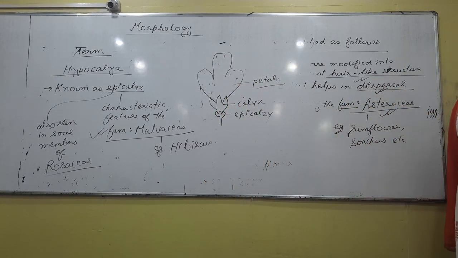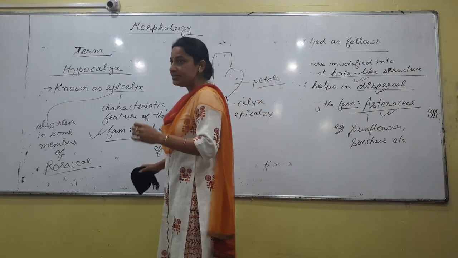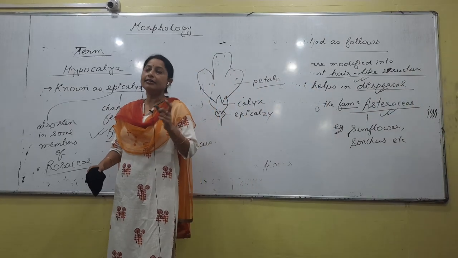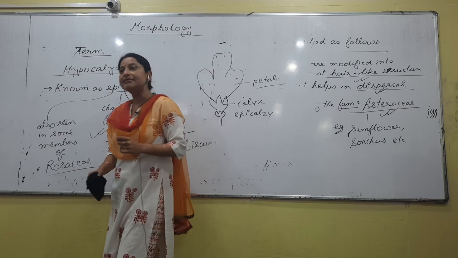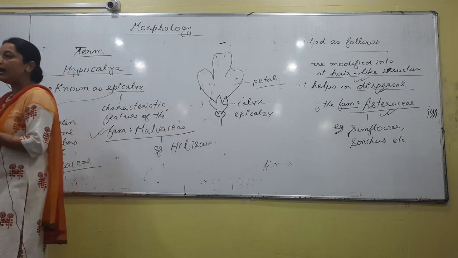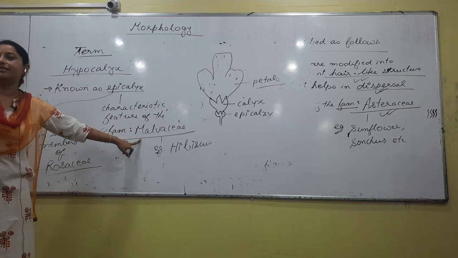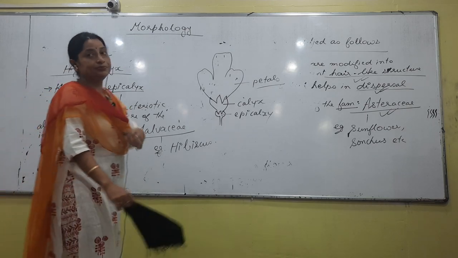So this is all about the first whorl, that is calyx. So what are the points that you will remember? Calyx, or the outermost whorl, right? Polysepalous, gamosepalous, modification of calyx. The most important modifications of calyx are spinous calyx, pappus, and apicalyx. Hearing the word apicalyx, remember Malvaceae, that's all.